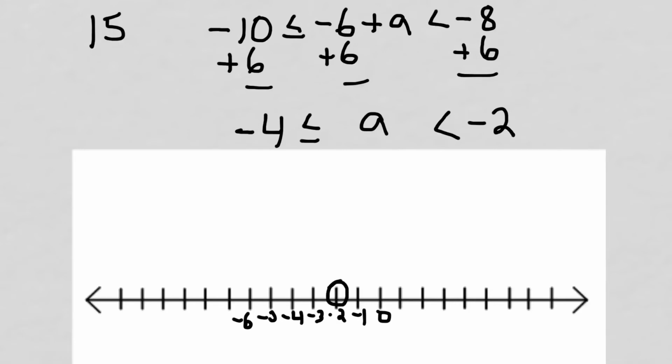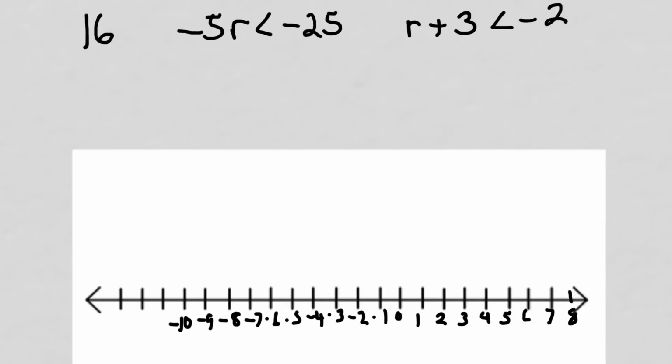Then I look over here on the left side. I see my negative 4 is going to be less than or equal to a. So it's going to be closed circle. They're set rather close together. Then you just want to connect them because you know that this is an and, and you're done.